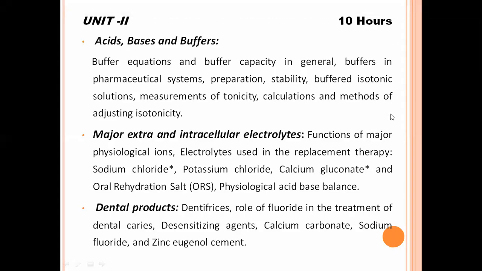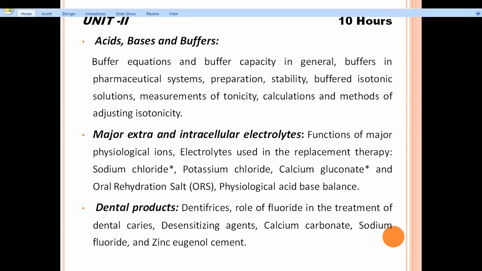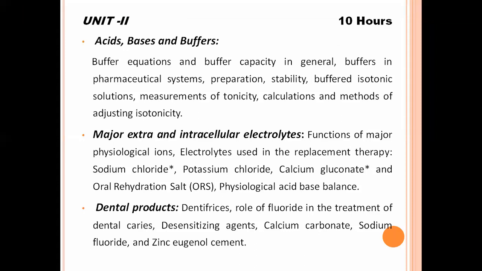Already we finished unit 4, the miscellaneous agents. In that we finished the expectorants, emetics, then astringents, then antidotes as well as poisons, and one more, the hematinics chapter. These 4 subunits we finished in unit 4, the miscellaneous agents.